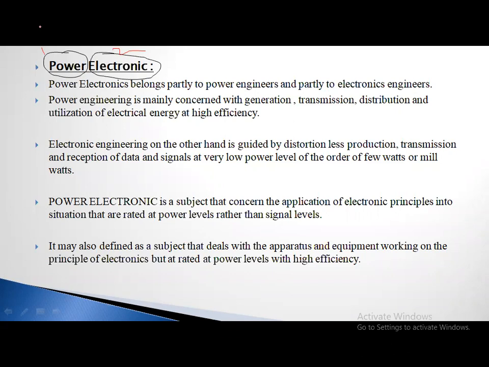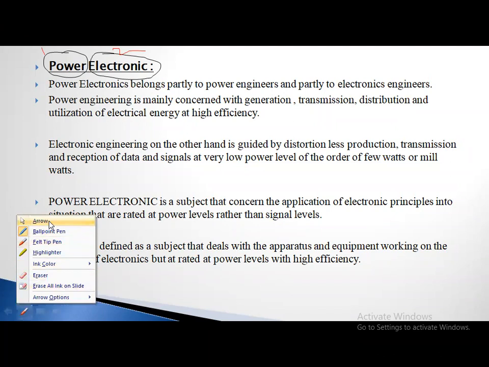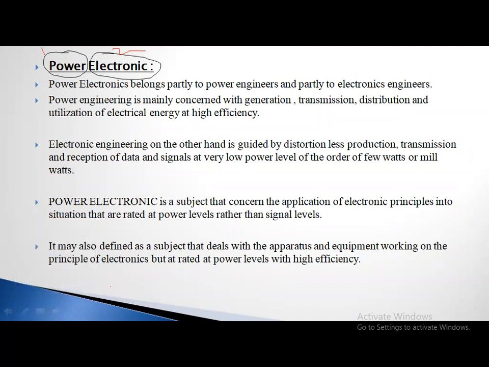Clear? So generally power semiconductor devices are operated with low signal levels or low power levels, but we are using power semiconductor devices at high power levels. So that's why this subject is called power electronics. Means we use electronic equipment in electrical engineering. For example, the best example, let's see here. We have one generating station.